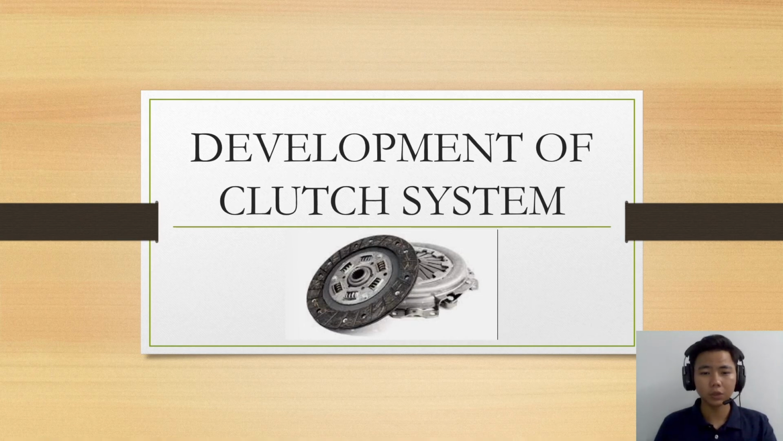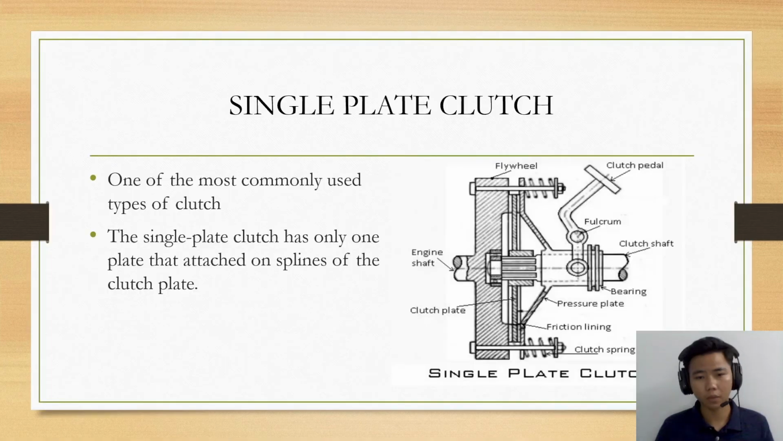So next we move on to the development of the clutch system. Firstly, we have the single plate clutch. The single plate clutch is one of the most commonly used types of clutch. It has only one plate that attaches on the splines of the clutch shaft.